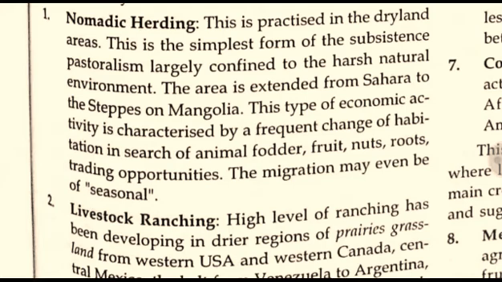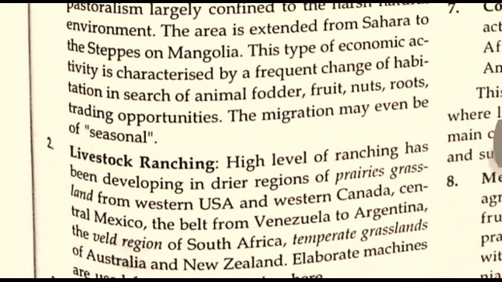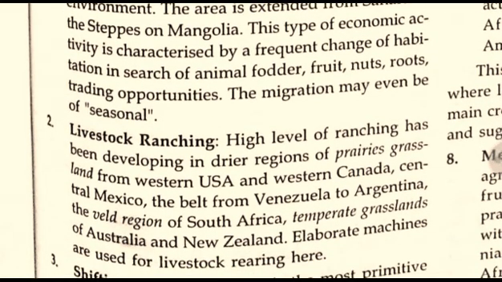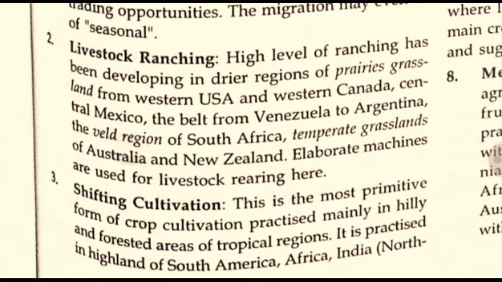This type of economic activity is characterized by a frequent change of habitation in search of animal fodder, fruits, nuts, roots, and trading opportunities. The migration may even be seasonal. Livestock ranching: a high level of ranching has been developing mainly in the drier regions.